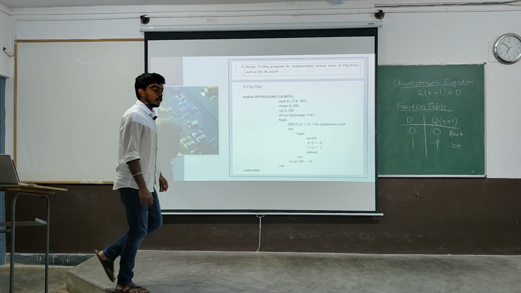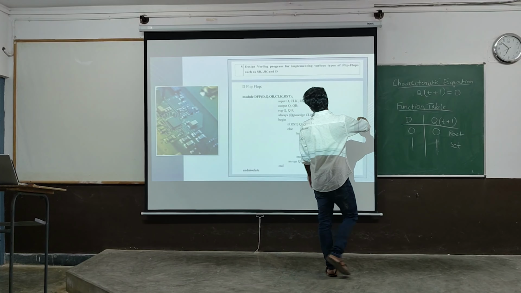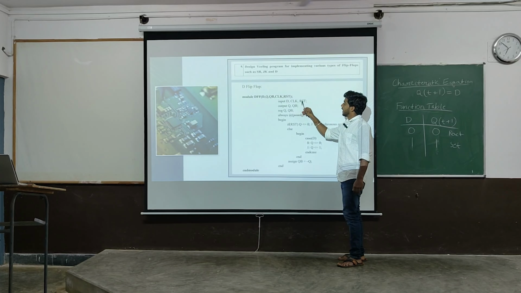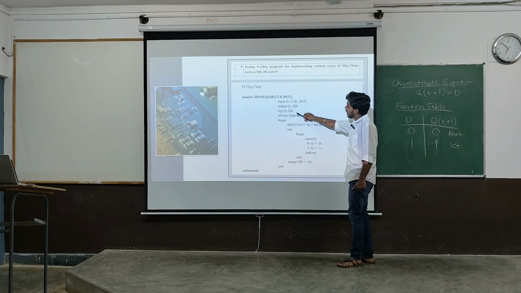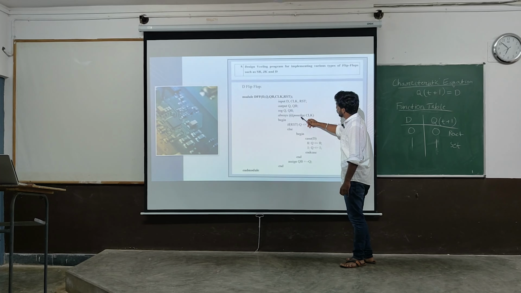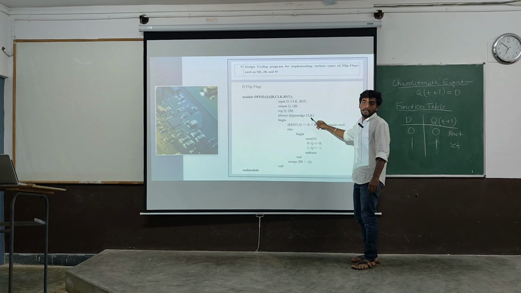Okay guys, let us see the Verilog code. This is the Verilog code of D flip-flop. The inputs are D, CLK and RST. CLK means clock and RST means reset. The outputs are Q and QB. QB means Q bar. Always at the positive edge of clock, the output will change.